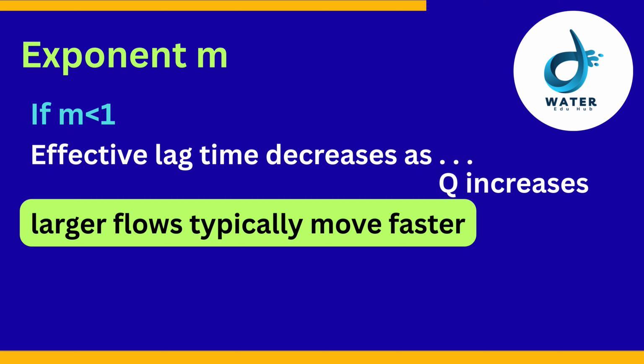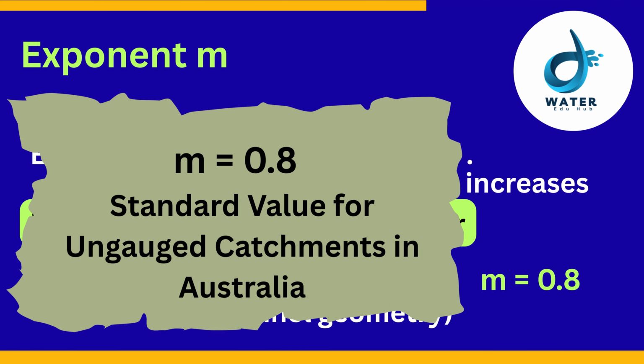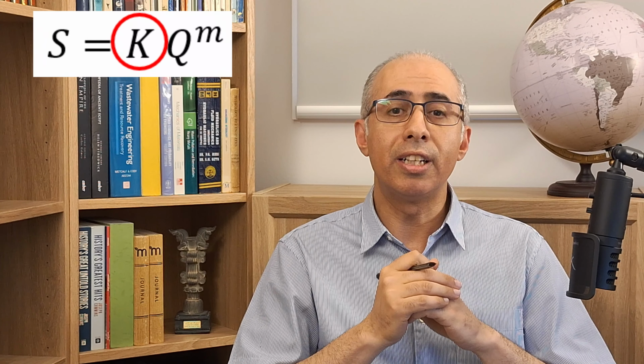While studies show m can range from 0.6 to 1 depending on channel geometry, extensive empirical research in Australian catchments supports using 0.8 as the standard value for ungauged catchments where calibration data is unavailable. Now let's get back to the other routing parameter, k.